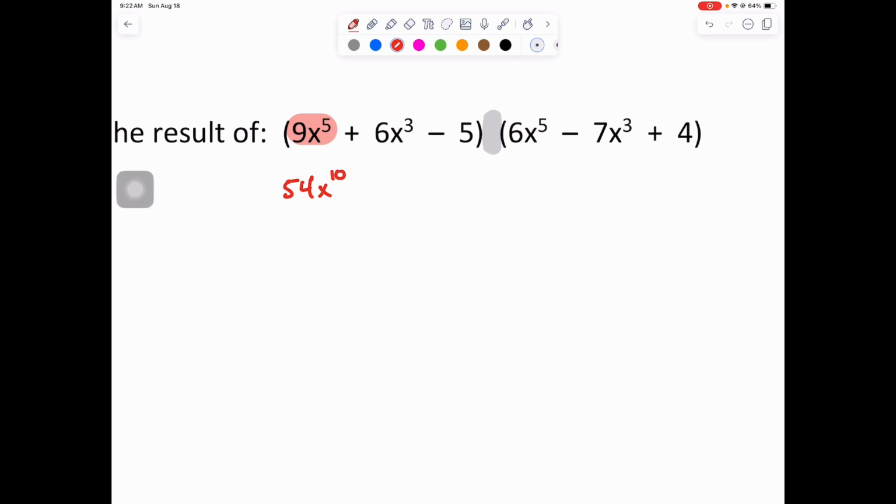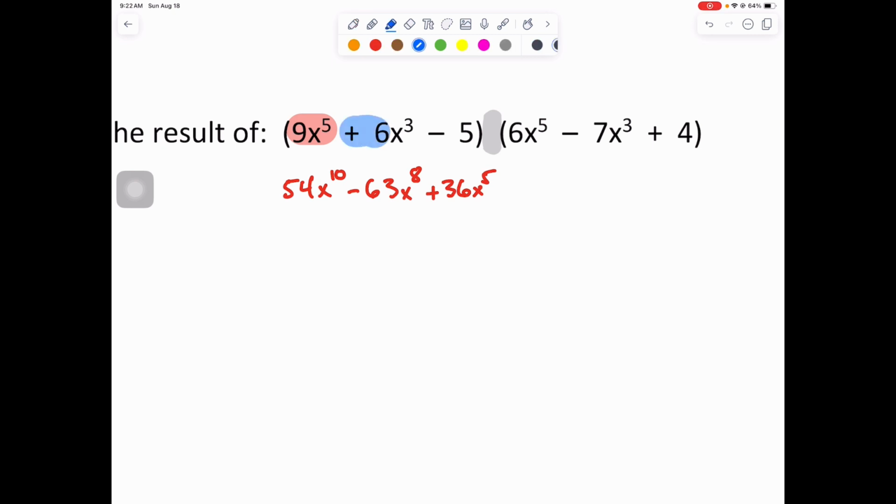Then we'll do 9x to the 5th times negative 7x cubed. So 9 times negative 7 gives us a negative 63, and that will be x to the 8th. So negative 63x to the 8th. 9x to the 5th times that plus 4, that positive 4. 9 times 4 is 36, x to the 5th, so plus 36x to the 5th.